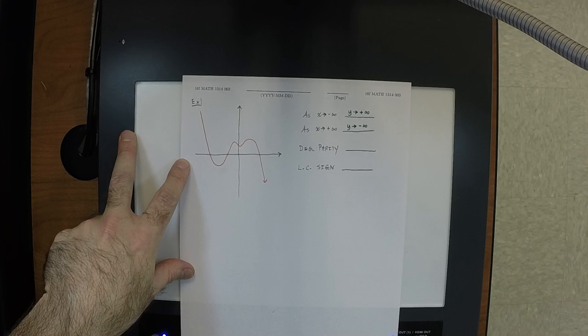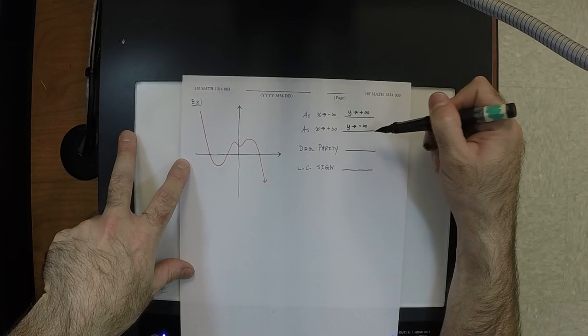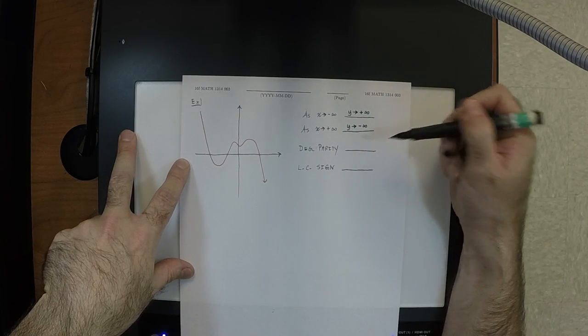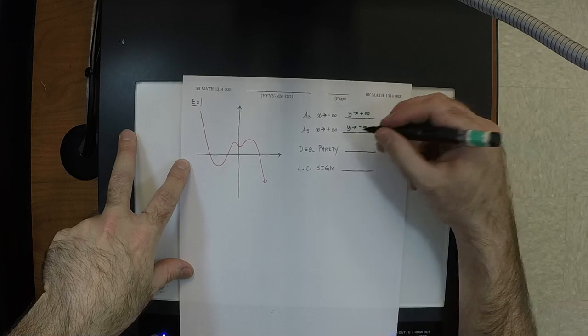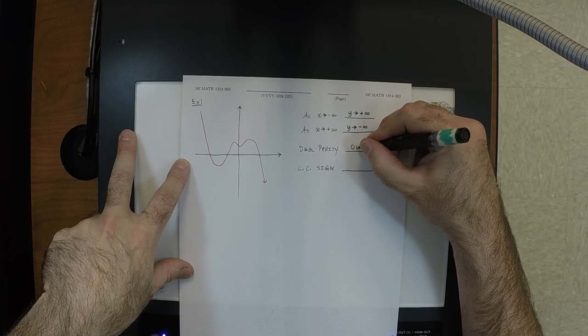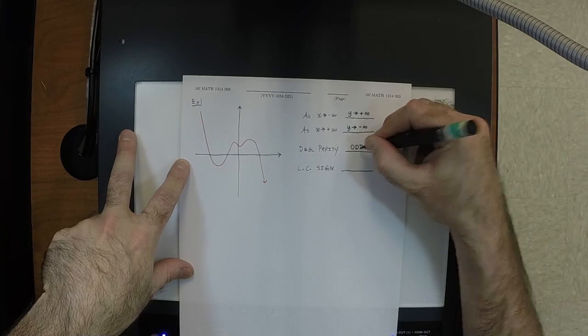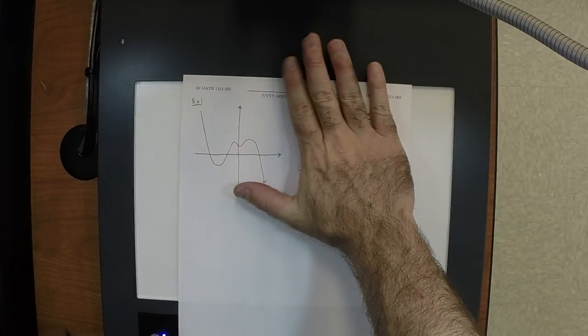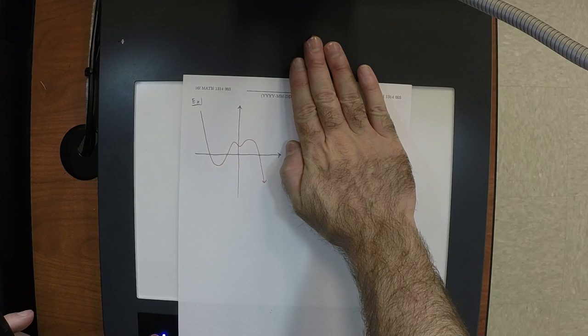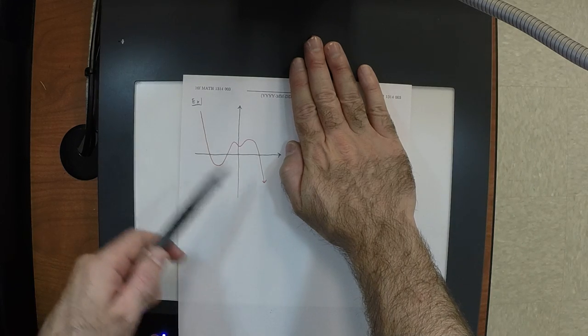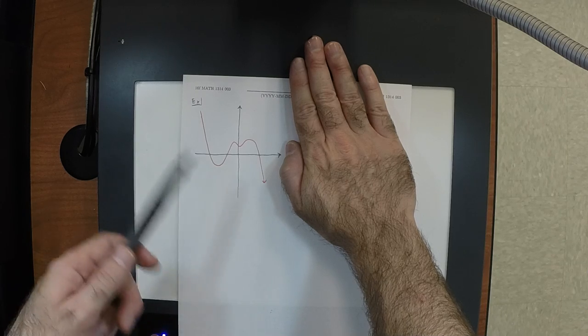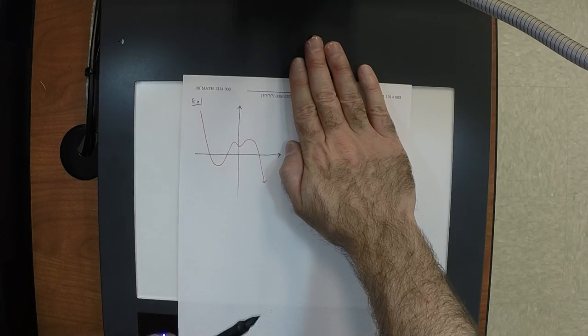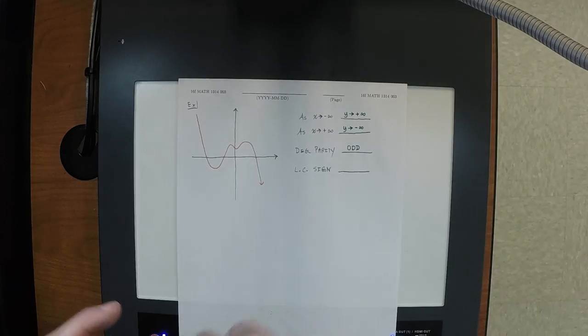Okay, so any question about finding these? Okay, how about what's the degree parity? Must be odd. Okay, so now, why is it odd using only the picture? Because they're opposite. Right, the arms are doing opposite things, so it must be odd.